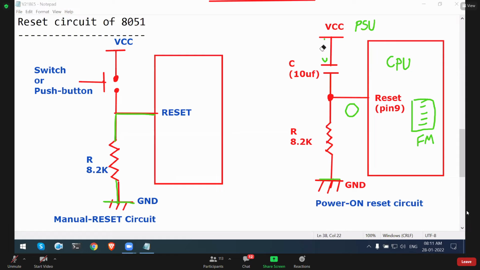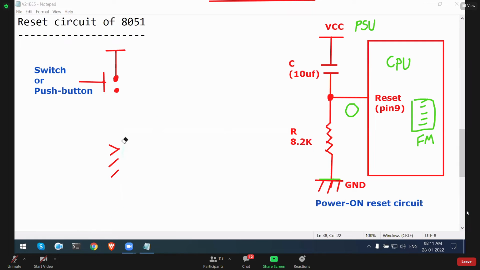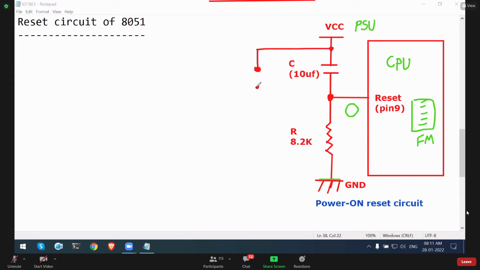Okay, so this is how the 8051 reset looks like on our board. On our board, the circuit looks like this. We have given a capacitor and resistor combination. This is power on reset, and we have connected one switch over here like this. So this is the combination of power on reset and manual reset.